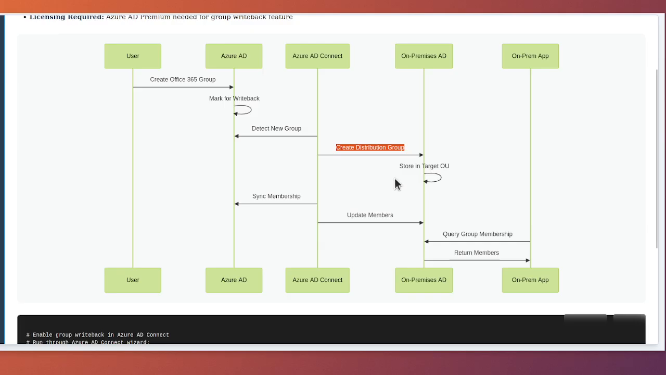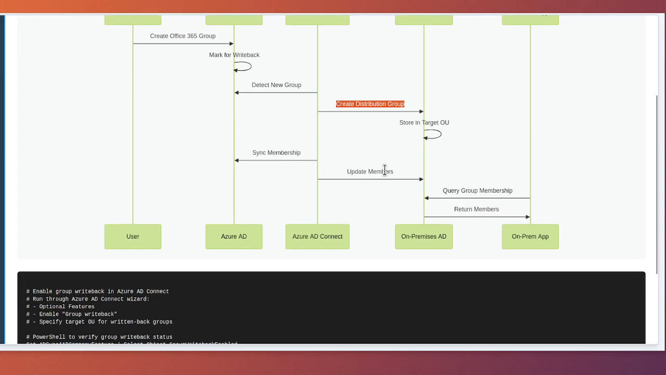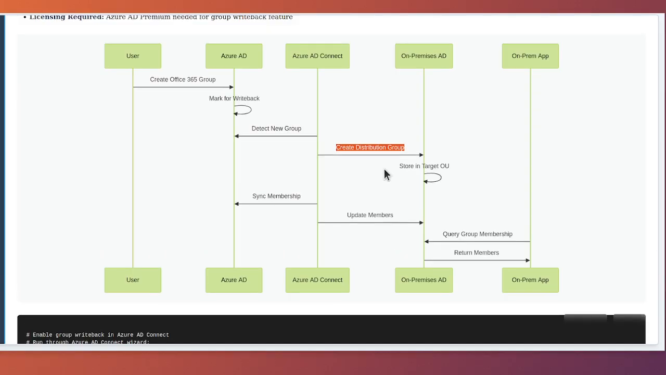Directory. The group's membership is continuously synchronized from Azure AD to the on-premises group, ensuring that changes to group membership in the cloud are reflected on-premises. This allows on-premises applications that query Active Directory for group membership to see current membership that includes both on-premises and cloud-only users who are members of the cloud group.